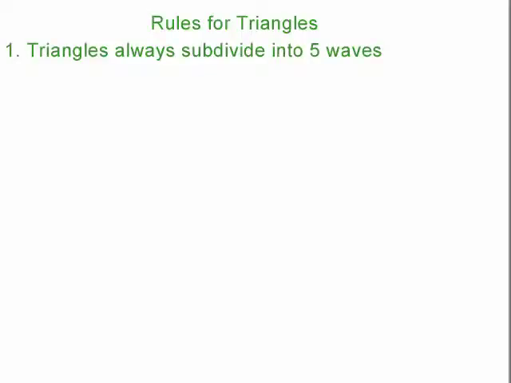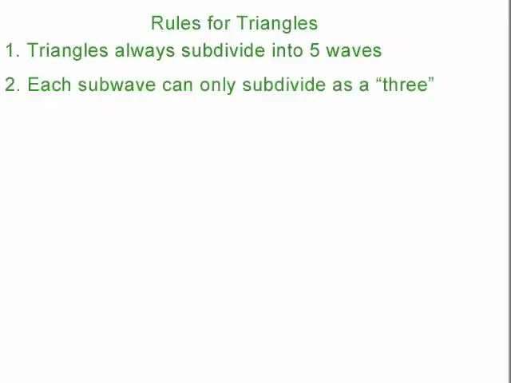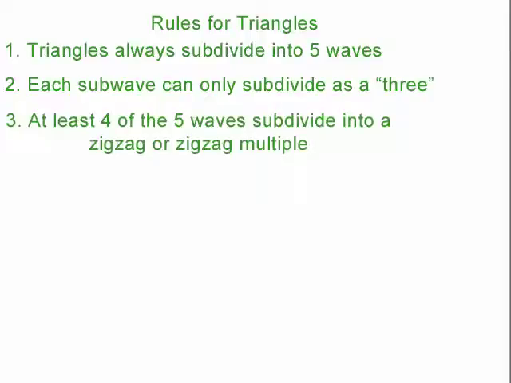Triangles always subdivide into 5 waves, and because they are a corrective structure, we label those waves with letters A, B, C, D, E. Each subwave of a triangle can only subdivide as a 3-wave structure. For purposes of Elliott wave, a 3 can include a triangle. At least 4 of the 5 subwaves of a triangle will subdivide into a zigzag or a zigzag multiple. Usually, because it's more common, the zigzag multiple would be just a double zigzag, not the very rare triple.